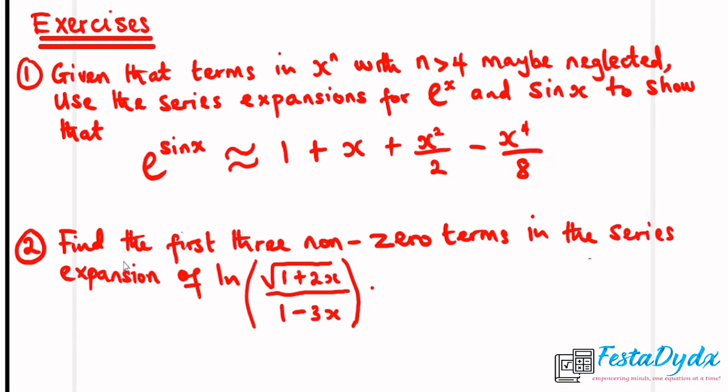And the next one says, find the first 3 non-zero terms in the series expansion of the natural log of root of 1 plus 2x over 1 minus 3x. For these particular questions, we're going to be needing the series expansion of exponential x and sine x, and we're going to be needing the one for natural log of 1 plus x. So now let's start with the first question.